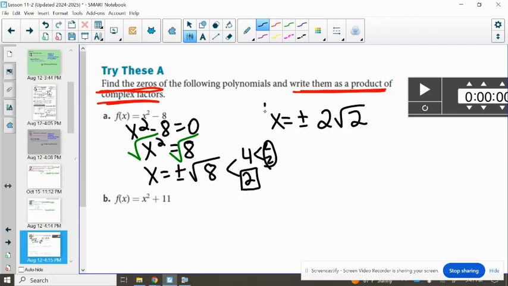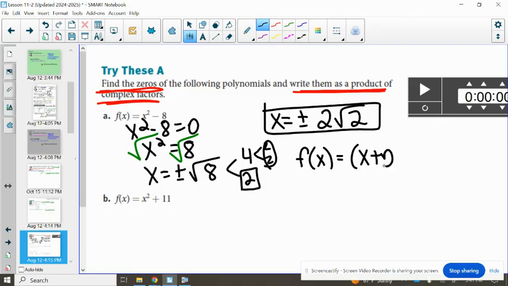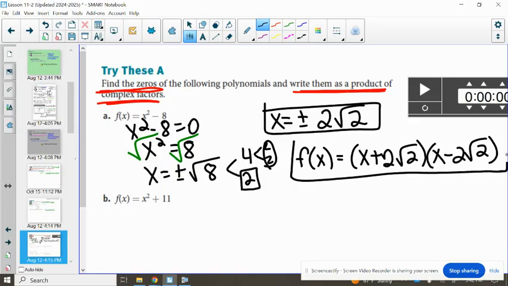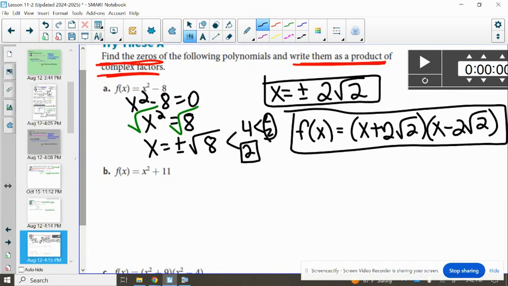So that's kind of part 1, find the zeros. All right, and then the second part is write it in that factored form. So we would say x plus 2 square root 2 and x minus 2 square root 2 would be the product of the complex factors. Now, these both are real answers. They just happen to be irrational, so no imaginary is necessary.